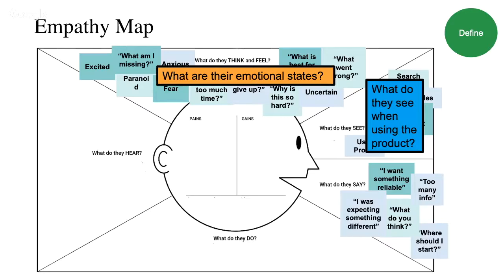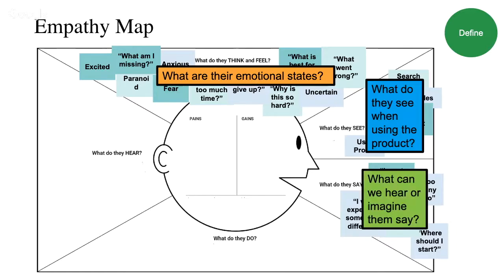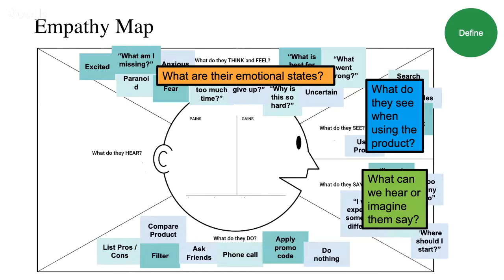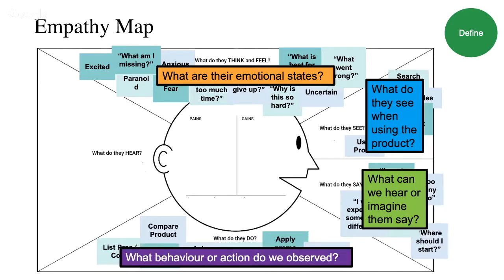So some examples would be, I want something that is reliable, I was expecting something different, or what do you think? Or it can be questions that you are prompting the other party with. So this accounts for the expectations. And what do they do is the things that they are actually executing. It can be research execution, like listing the pros and cons, filtering different products, applying promo codes, and these are some of the habitual behaviors that they are exhibiting.